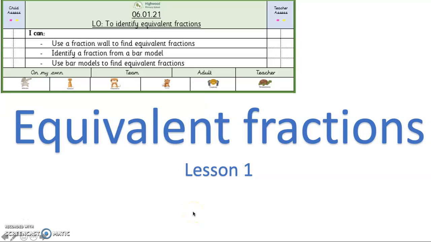So yesterday we looked at what a fraction is. We know that a fraction is a part of a whole. It has a numerator and a denominator. Our denominator tells us how many parts that whole has, and our numerator tells us how many parts we are looking at. However, today we are going to look at equivalent fractions.